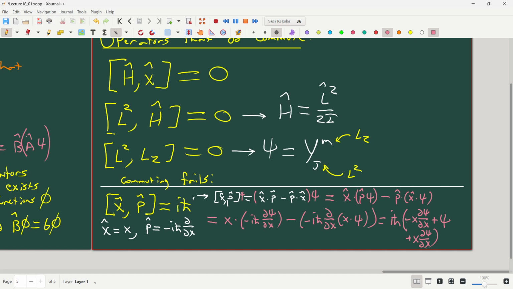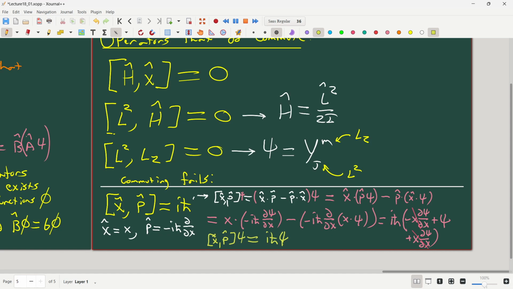You might notice that the derivative terms cancel out. We have a negative one from the first term, and a positive one from the second term, so these cancel out. And we're left with the commutator of x and p evaluated on psi is equal to iħ psi. And that gives us the answer. If I delete the psi, I get that the commutator of x and p is iħ.